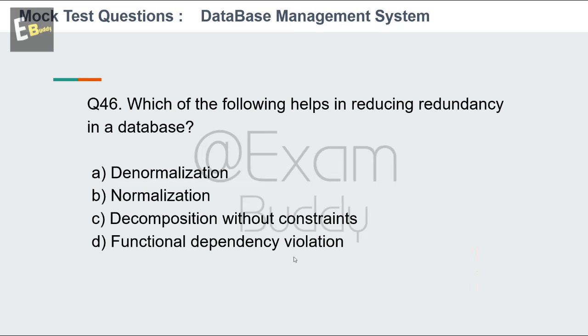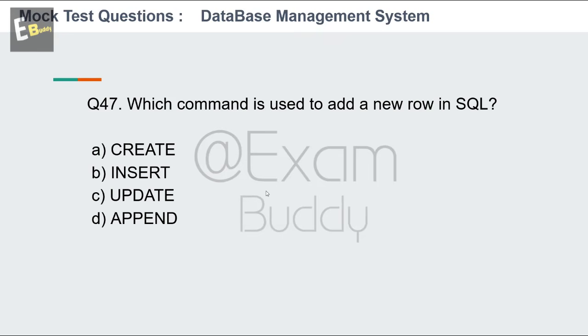And the answer is B, normalization. Now let's go to our question number 47. Which command is used to add a new row in SQL? So these are the options: create, insert, update, append. So your time starts now.